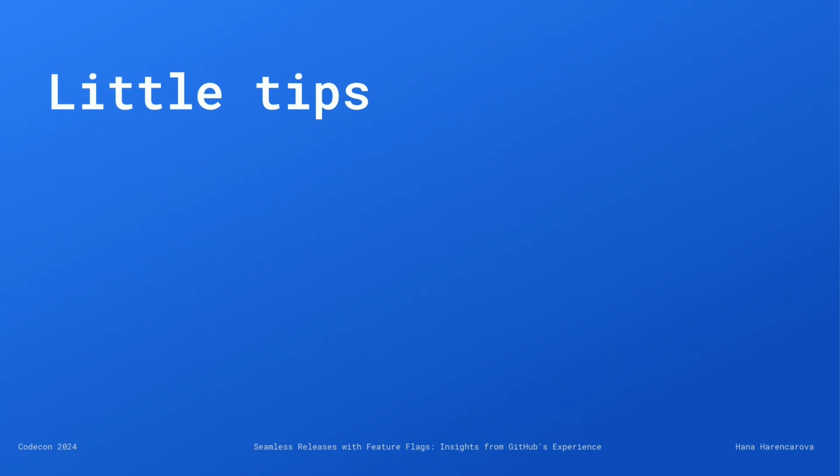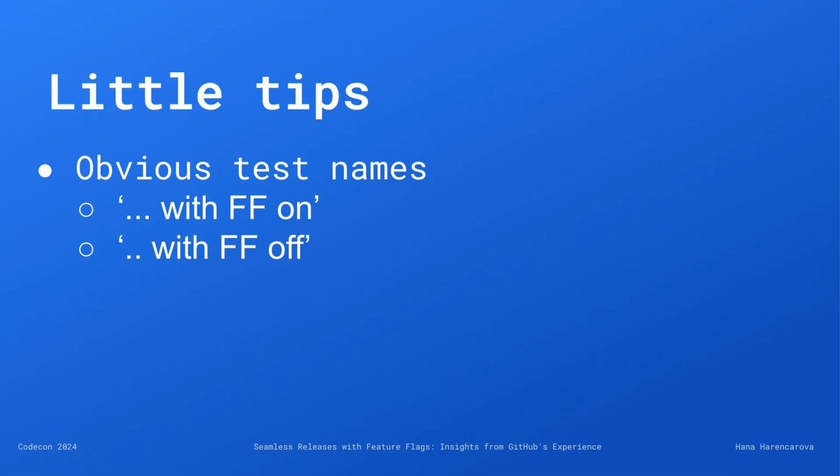And here's a set of little tips on how to keep feature flags manageable and nice to work with. First thing is to use obvious test names, because you want to always cover the behavior with the feature flag on and with the feature flag off. So when we write these tests, we make it clear what each test is testing without the person needing to read line by line. And this also helps with the cleanup, because once you're cleaning the feature flag, you know that you can just delete the tests which are for feature flag off, and then you just rename those and keep them for feature flag on.